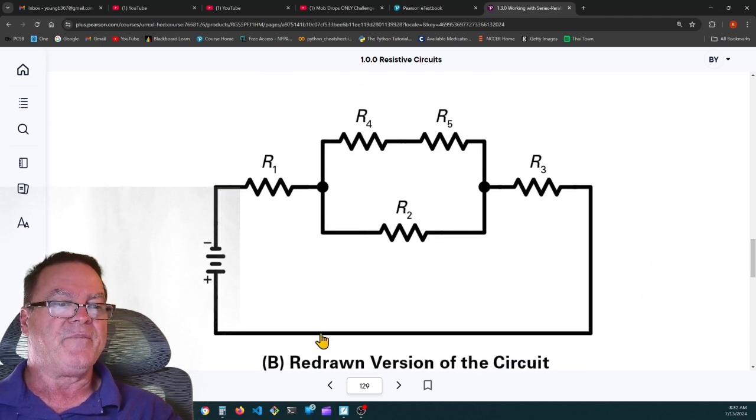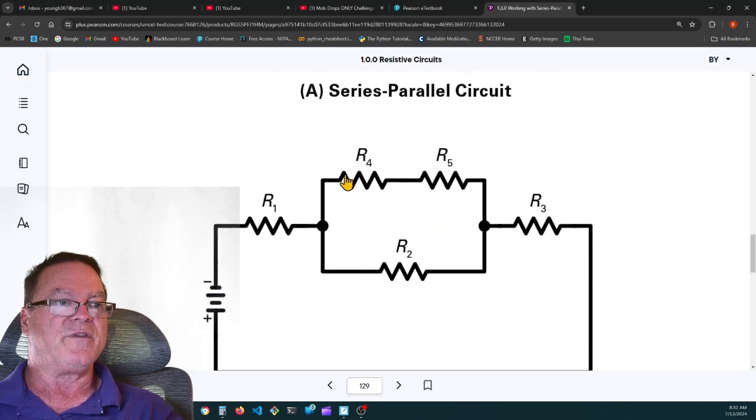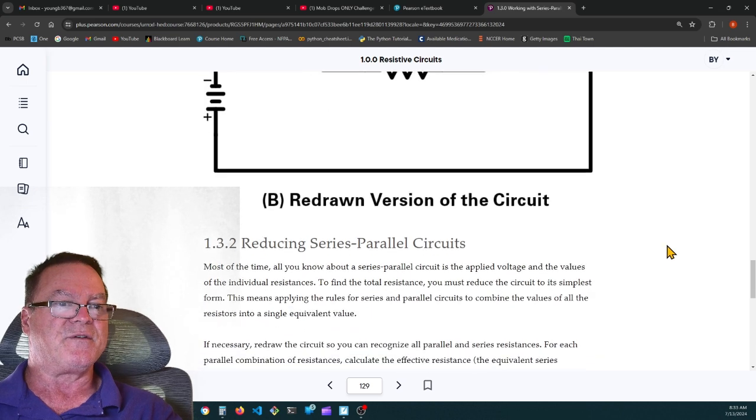Okay. Here they say they've redrawn the circuit to make it a little bit easier to understand. So R1 is in series, and R2 is in parallel with R4 and 5, which are in series. And R3 is in series with the rest of the circuit.